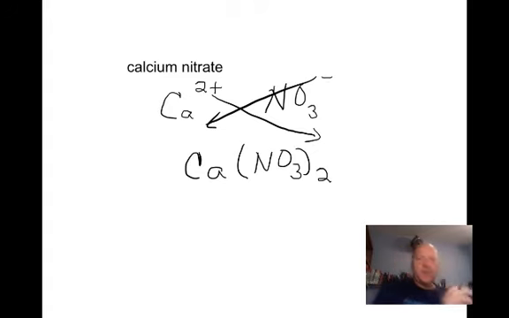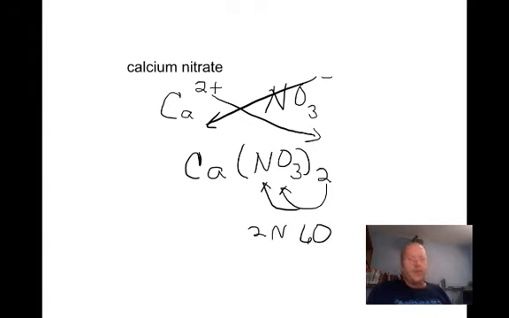And this is just like algebra. It indicates this entire thing, so the oxygens and the nitrogens are all multiplied by 2. So really in here there's 2 nitrogens and 6 oxygens. Just think of it very similar to the distributive property in algebra. That's what we're doing here in reality.